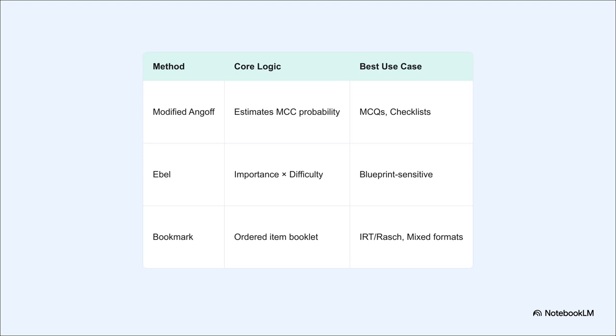Now, when you're setting that standard, you've got some really powerful tools in your toolbox. The Modified Angoff method is a total workhorse for multiple choice questions. It literally asks a panel of experts to estimate the odds that a minimally competent candidate would get each question right. The EBEL method adds another layer, factoring in not just difficulty, but also how important the topic is. And for more modern tests, the bookmark method is fantastic, especially when you're using item response theory.